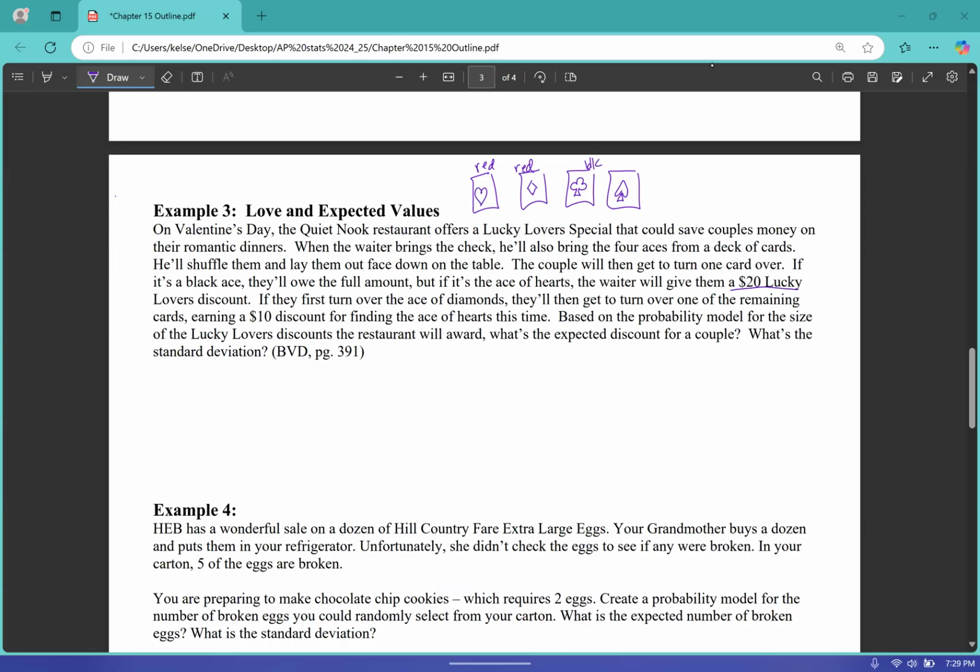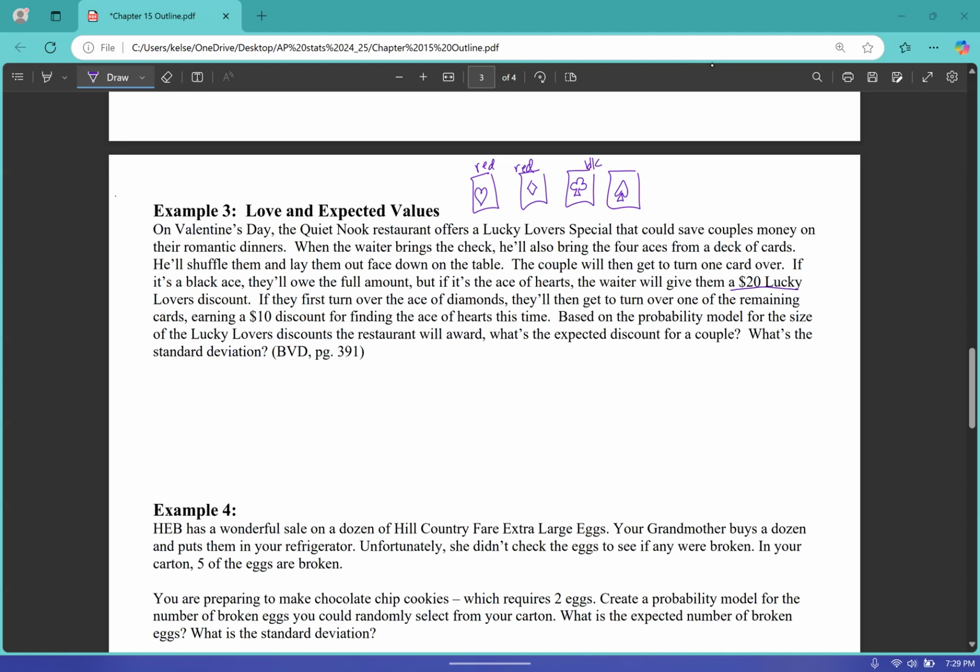Everybody, it's Miss Campbell, and today we're going to go through the next part of our notes for chapter 15. Today we're going to be looking at building a probability model based on information we're given. And then we're also going to look and see what happens to our mean and the standard deviation when we have independent random variables and we're multiplying or adding stuff to them.